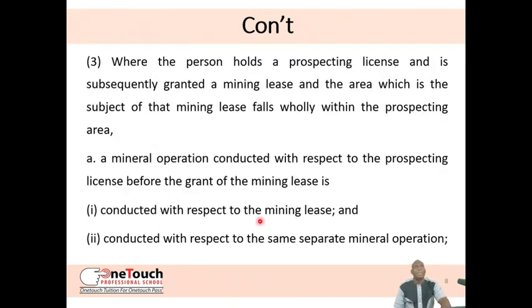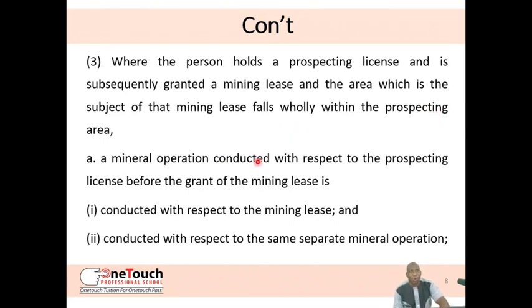Now, where a person holds a prospecting license, so now you have moved from reconnaissance license and you were subsequently given a prospecting license. What you are conducting is in respect to the prospecting license. But where a person holds a prospecting license and is subsequently granted a mining lease, okay, the mining lease now is the license given to do the mining itself, and the area which is subject of the mining lease falls wholly within the prospecting area.